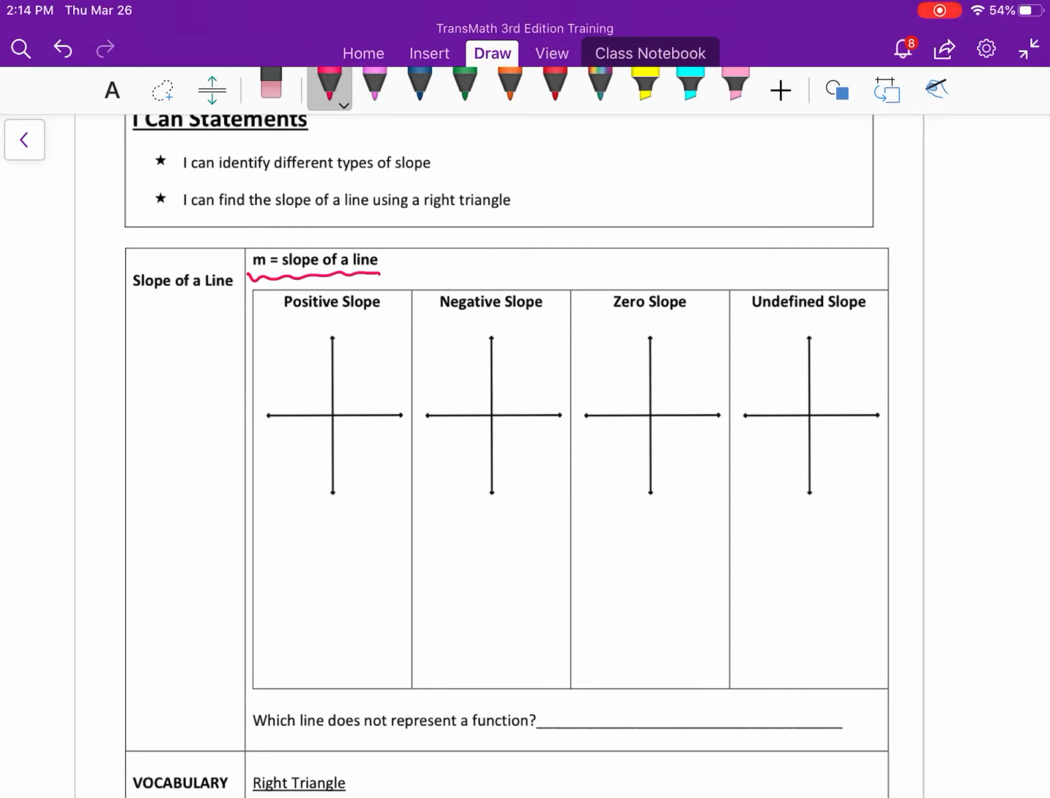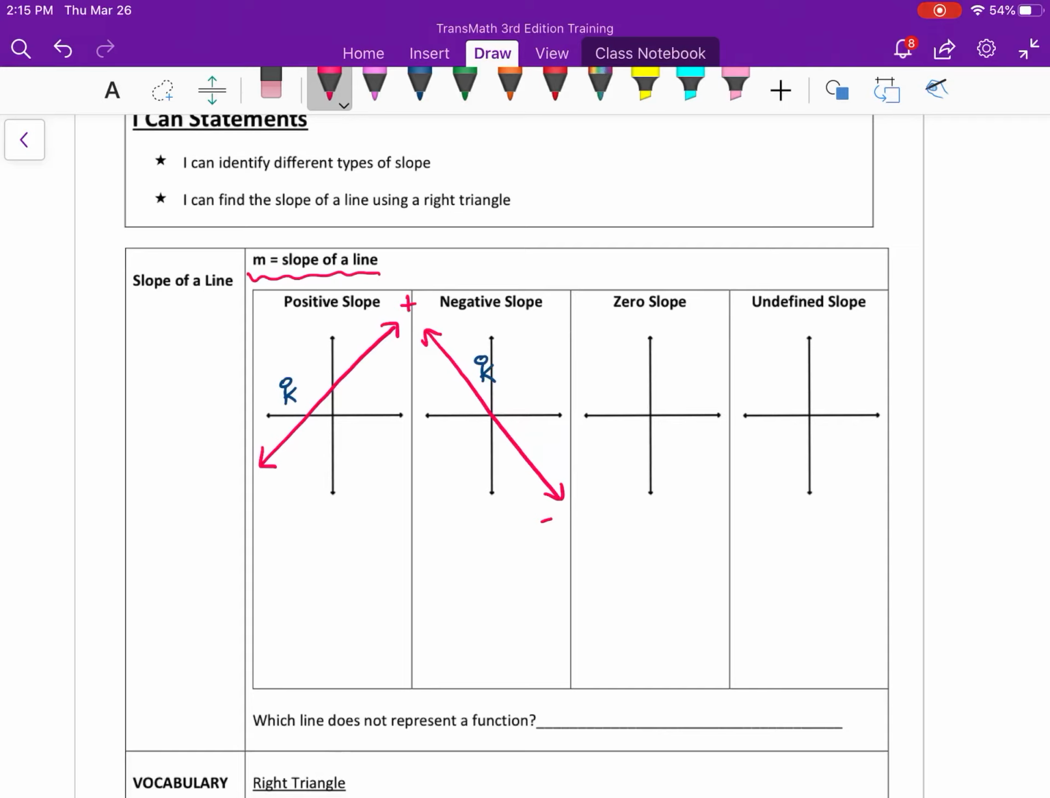So in algebra, we use the variable m to represent the slope of a line. When you have positive slope, it looks like this. Positive slope from left to right. It's kind of going towards the positive numbers up here. Then negative slope looks like this. Downhill. It's going towards the negative values. If you think of a person walking on this, this person is going uphill and this person is going downhill. So positive and negative slope.